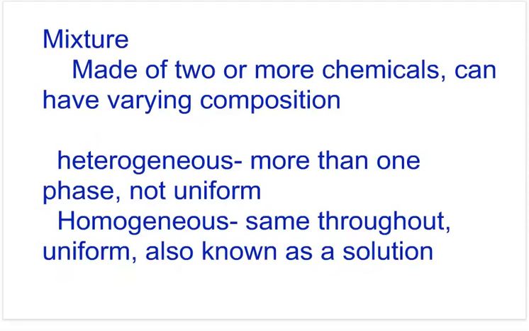Okay, the last classification of matter is a mixture. And a mixture is two or more chemicals that can have varying composition. So they can be separated by physical means. You can separate a mixture by physical means. It doesn't have to be chemical.